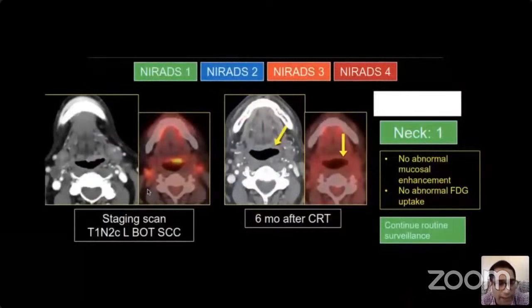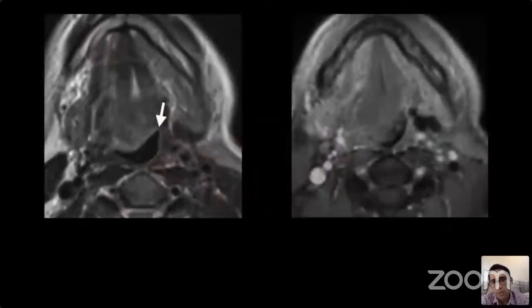And this is an example of NI-RADS category 1. In NI-RADS category 1, you see that the normal enhancing palatine tonsil is seen, which should not be considered as an abnormal disease. As I told, palatine tonsils enhance normally. There is no mucosal enhancement and there is no abnormal FDG uptake. So this patient is a base of tongue case which was treated with chemoradiotherapy, and it's NI-RADS category 1.